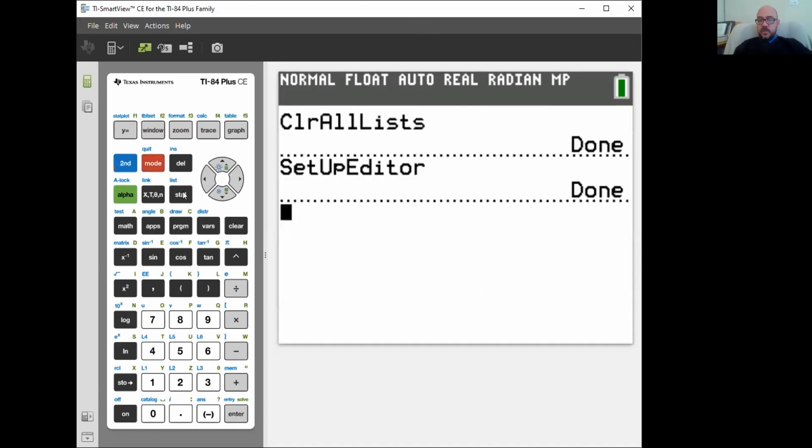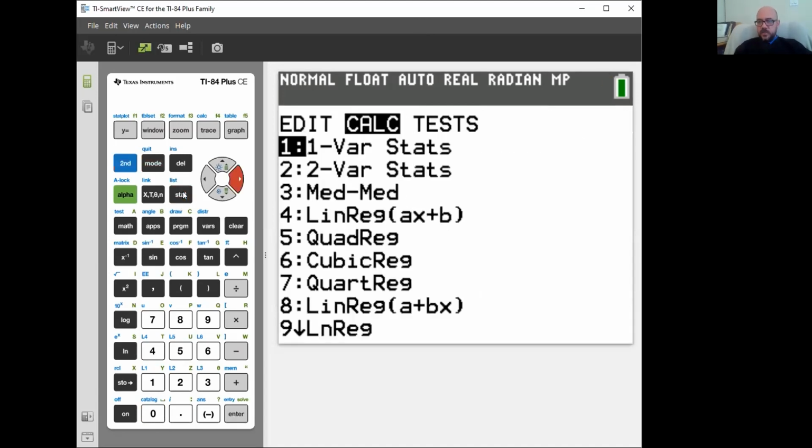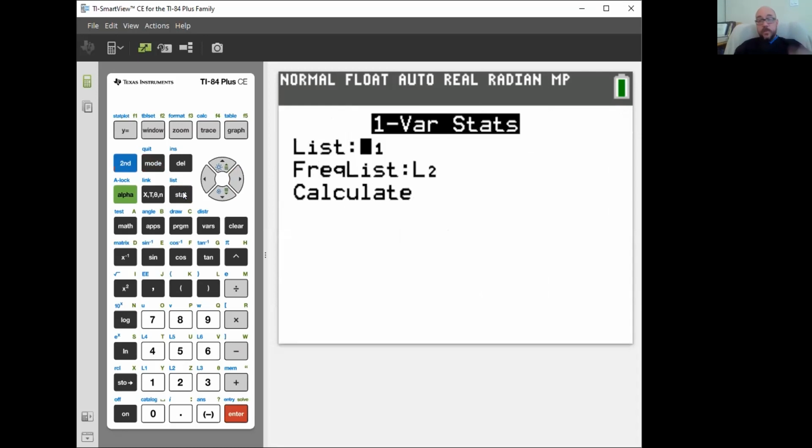I'm going to go to stat, calc, one variable stats, frequency. My list and my frequency list are still correct from before. And so I'm going to hit calculate. And again, remember, if you reverse these, you could change which one was your list and which one is your frequency list. It gets a little confusing if you're not comfortable with doing that yet. But if you are, then feel free. So list is the things that you're averaging, and then frequency list is the weights.